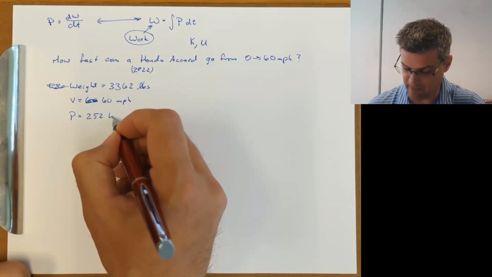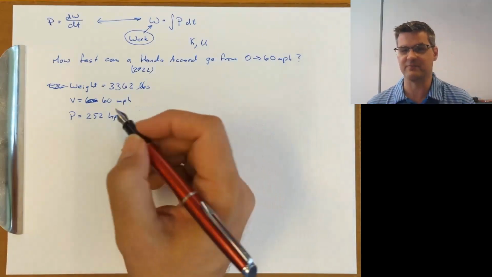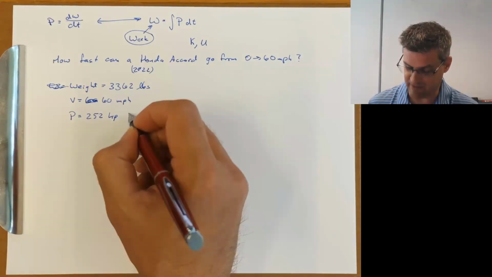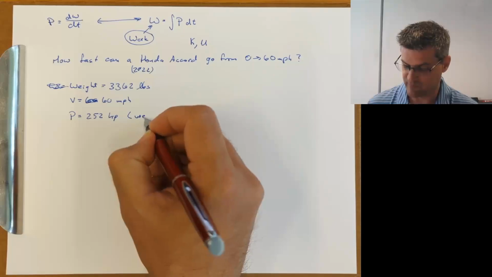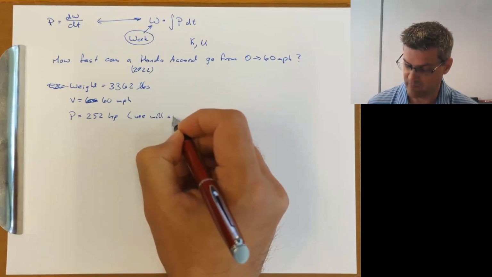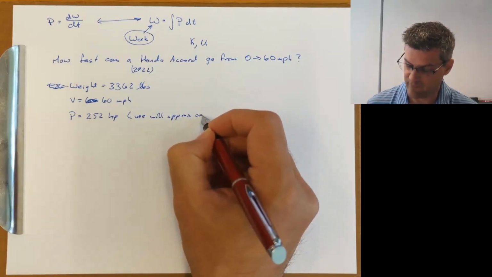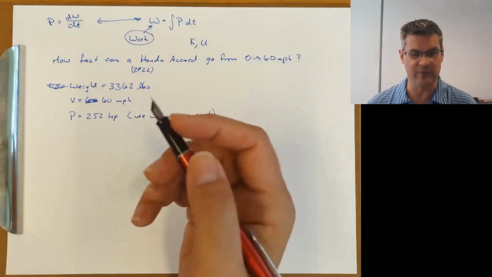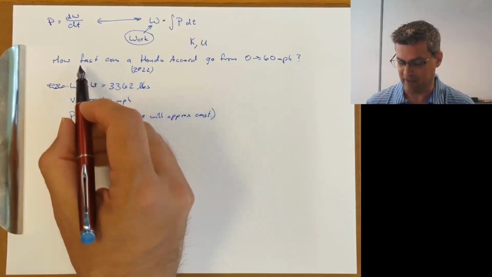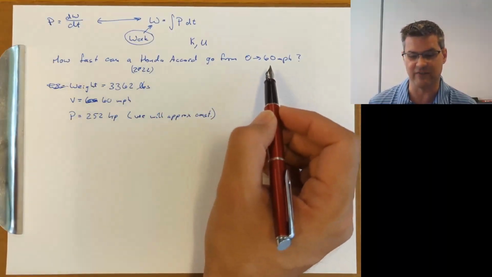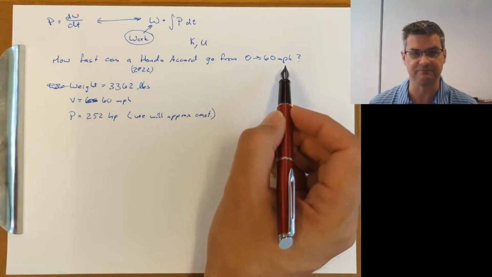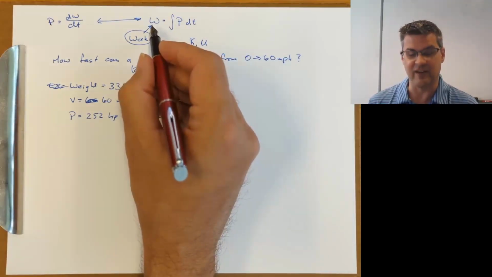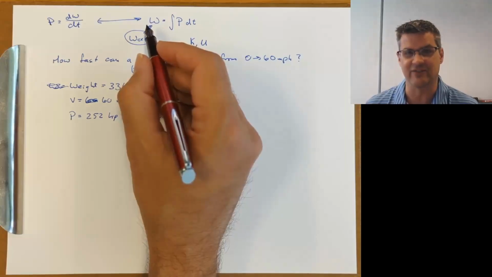252 horsepower. Now, this power is not going to be constant as a function of time, but we could approximate it as constant. So we'll approximate that this is a constant power, even though it really is not. But we'd like to find out the time it takes for the Honda Accord to get from 0 to 60 miles per hour. So looking at this relation here, we're not going to store any potential energy in gravitational terms.